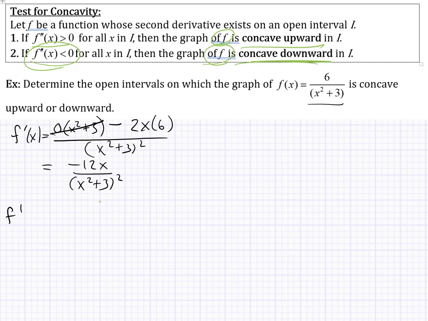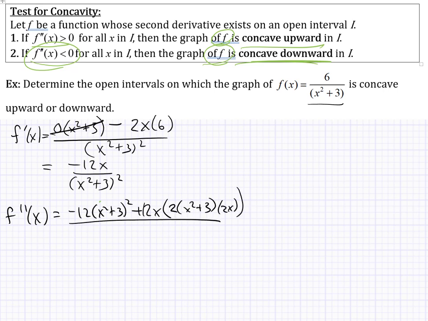Take the derivative again. That'll be my second derivative. The numerator would be negative 12 times x squared plus 3 squared, minus the numerator, which is 12x. So that becomes positive 12x times the derivative of the denominator, which is 2 times x squared plus 3 times 2x, all over x squared plus 3 now to the fourth. Something we're going to see happen a lot. There's a 12 here, there's a 12 here, there's an x squared plus 3 here, there's an x squared plus 3 here. I'm going to factor those out.